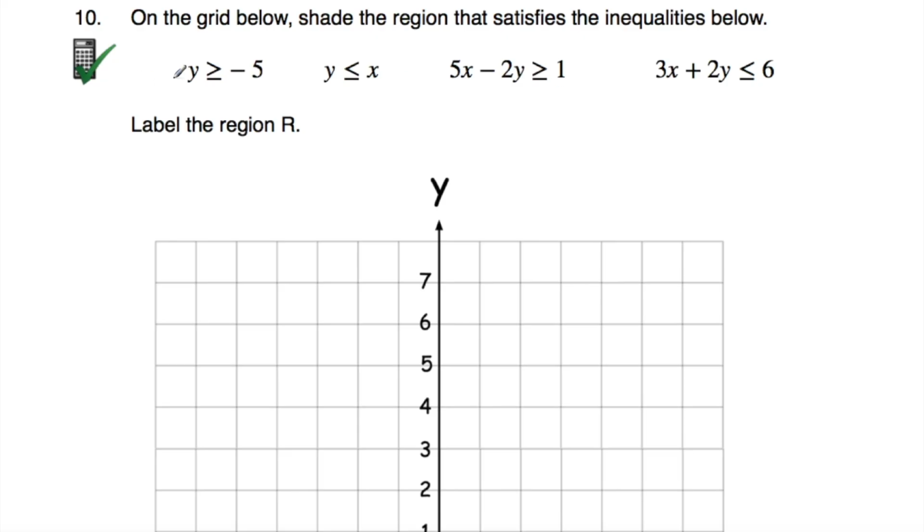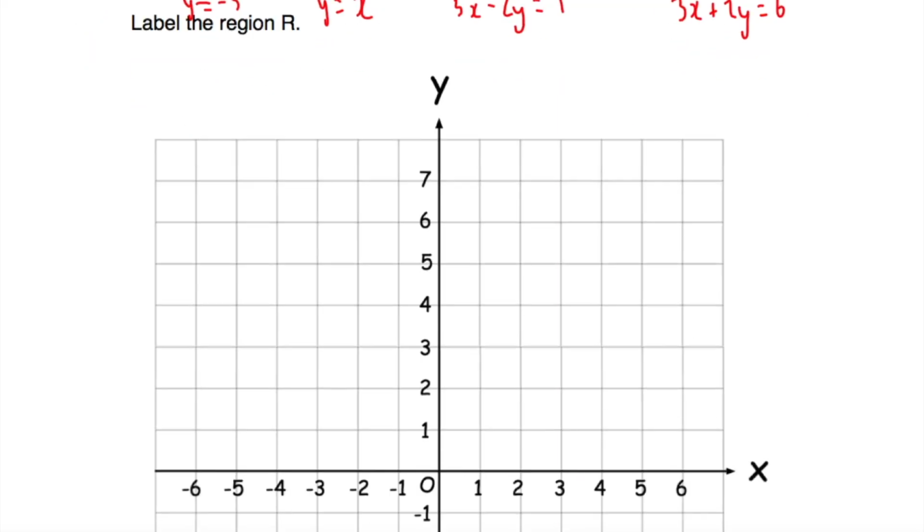Okay, so first of all, let's draw the graphs of y equals -5, y equals x, 5x minus 2y equals 1, and 3x plus 2y equals 6. So let's draw those on the grid below. I'm going to start off with y equals -5. That's a horizontal line that passes through -5 on the y-axis. So it looks something like this.